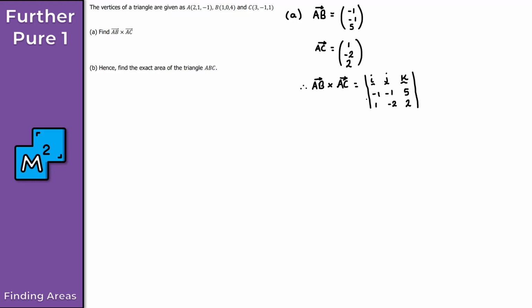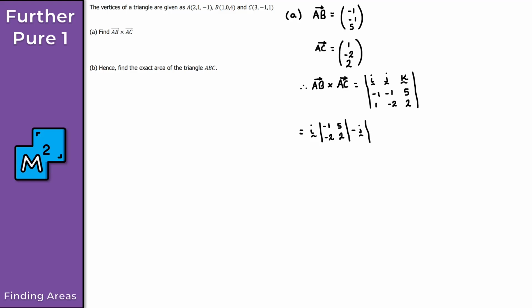Okay. So what I need to do here is find the determinant of this 3x3 matrix. And the way that I'm going to do this is to expand along the top row. So what I'm going to get is i times the determinant of the 2x2 matrix left over once we delete this row and this column. So I get minus 1, 5, minus 2, and 2 there. Like so. We then get minus j. Don't forget it goes plus, minus, and so on. So it's plus, minus here. So I get minus j.